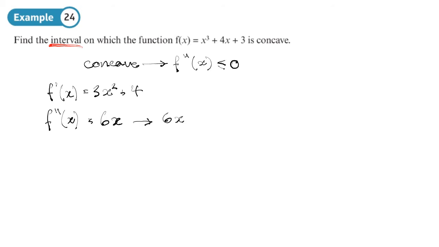6x is going to be less than or equal to 0, and actually you can just solve this by dividing by 6, when x is less than or equal to 0. So that is the interval on which the function is concave. Now there's a few ways that we can write this down. We could write it like that, x is less than or equal to 0, or we could write it as a set. Basically it's the set of numbers from negative infinity to 0. So there are different ways in which we could express our answer, but that's pretty much the answer. That's the interval for which the second derivative is less than 0. Less than 0 means concave.